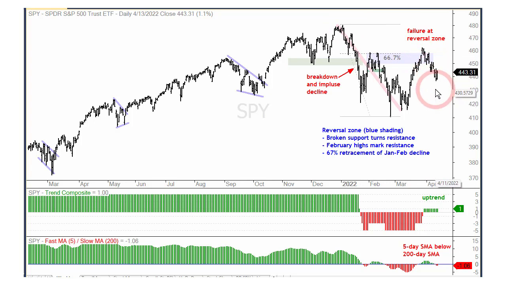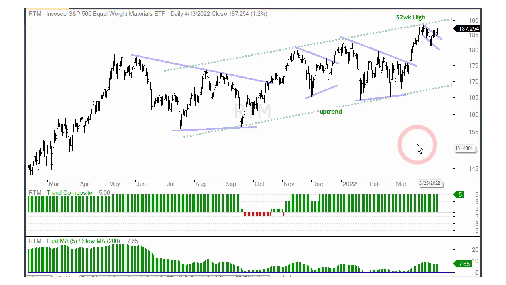So there are other ETFs that are stronger than SPY, quite a few, and a lot of them are commodity related. But one ETF that I noticed was RTM. That's the Equal Weight Materials ETF. And you can see that it's continuing to trend higher. It hit a 52-week high there in late March, pulled back with a little flag and broke out. The trend composite has been bullish since early November here. The 5-day has been above the 200-day for over a year. So this is clearly a better candidate than SPY when it comes to chart strength and trend.